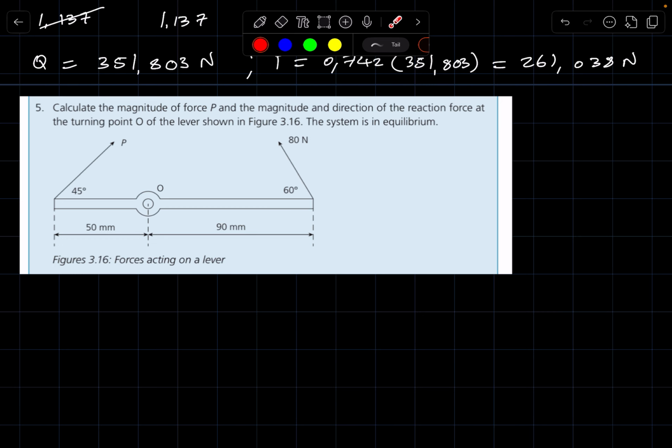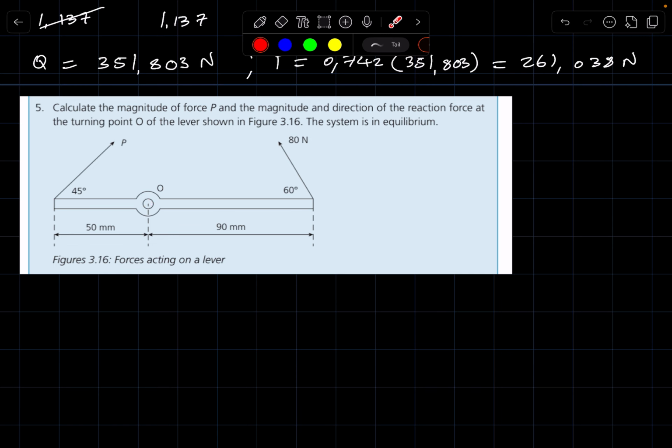Because we have two forces acting on the lever, and the hinge point of this lever is point O, we are going to have a reaction force at this point where the lever is hinged.